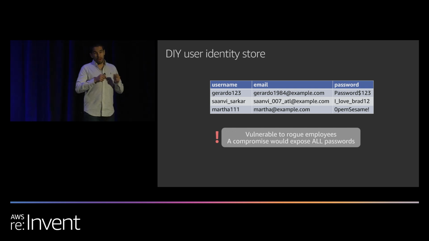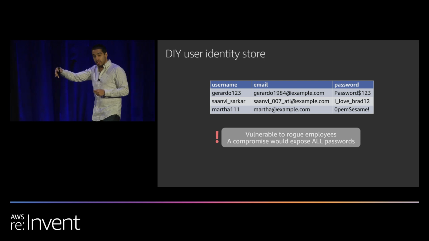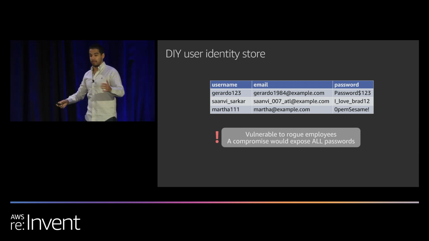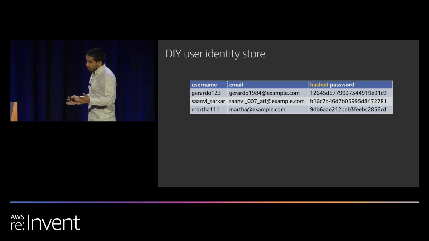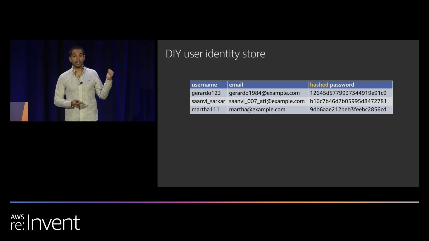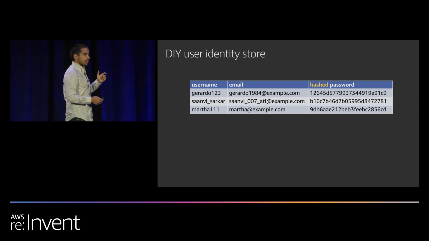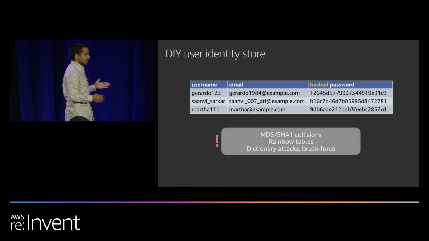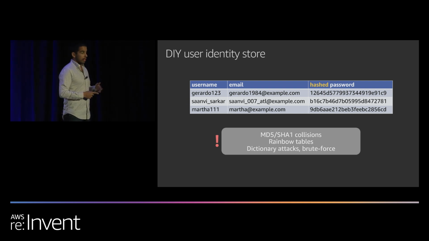And also, an attacker impersonating that rogue employee, or somehow getting access to the database, has access to everything. So this is not good. Something that used to be very popular a few days ago is hashing the passwords. But we know that today this is not good enough, because attackers can very easily use techniques like rainbow tables and dictionary attacks to decrypt them.